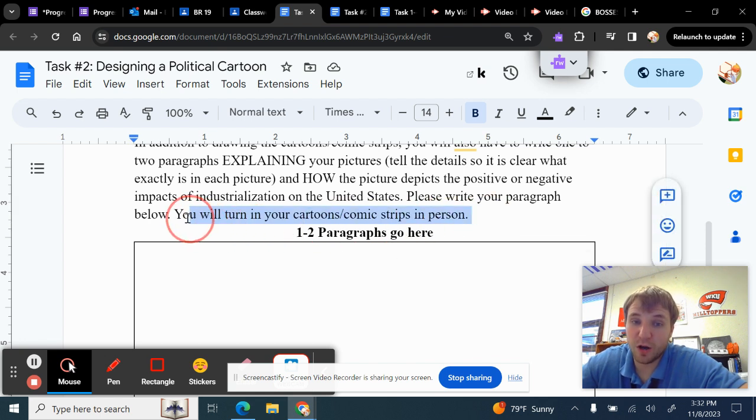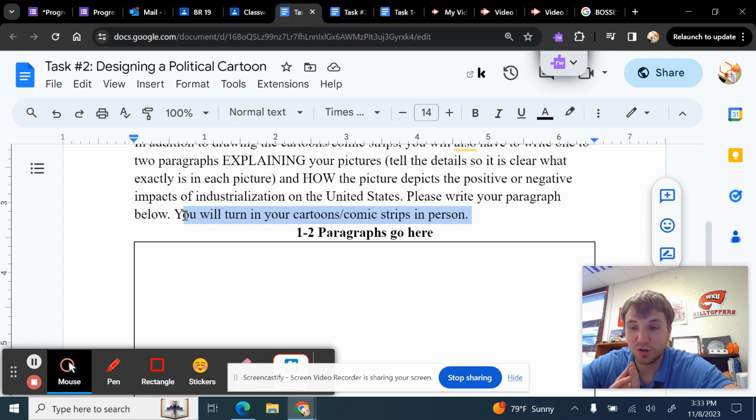You will turn in your comics and your cartoons in person. So your political cartoons or your comic strip, you will turn in person. And it must be on paper. No digital copies are accepted. It will just be too easy to plagiarize, unfortunately, with AI. So you will hand draw it on paper. I have printer paper if you need to get some. And you will give it to me. And then after you type these 2 paragraphs, I will look at your cartoons while I'm reading your paragraphs, and then I will grade it.